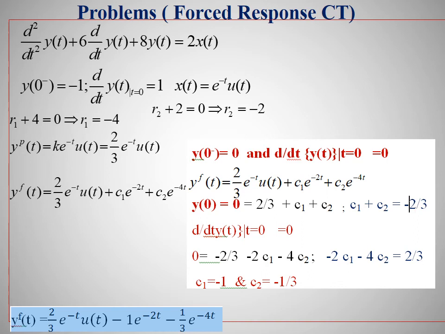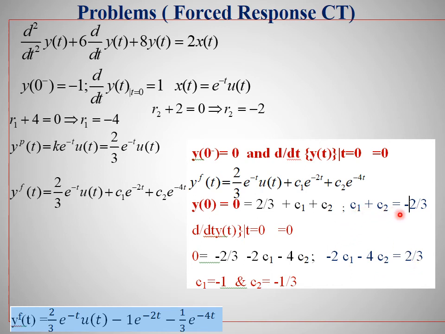Similarly, let us try to differentiate the equation and equate it to 0. So, 0 is going to be equal to minus 2 by 3. The differential of this is minus 2 by 3. At t equal to 0, this is 1 minus 2c1 minus 4c2. So, the solution is minus 2c1 minus 4c2 is going to be equal to 2 by 3. Thus, we have two simultaneous equations.